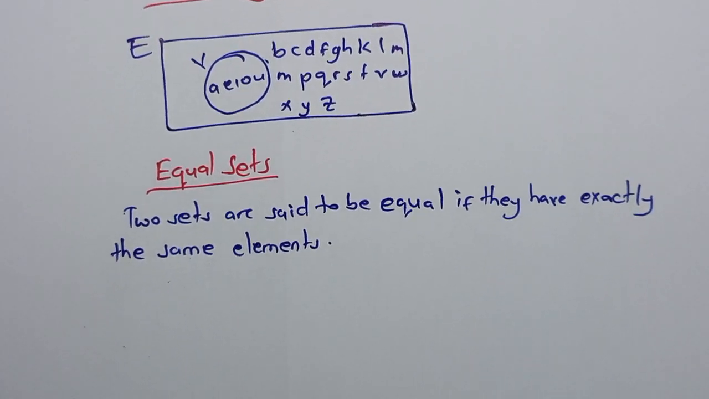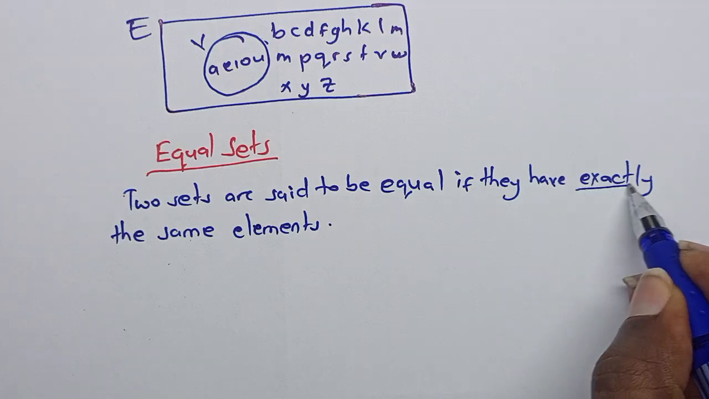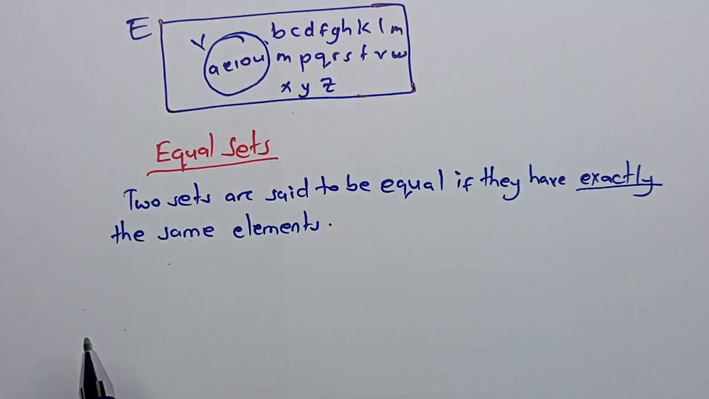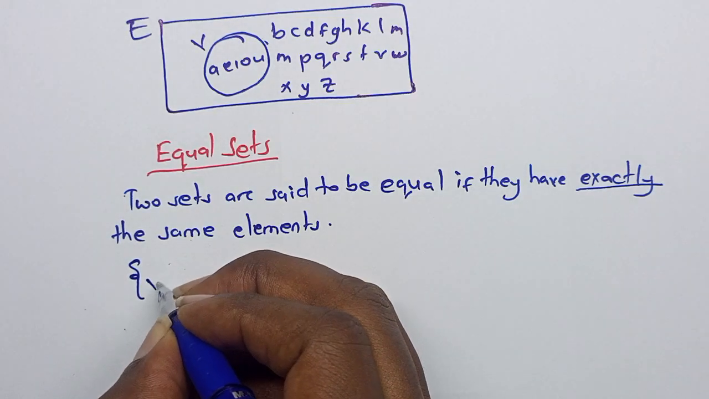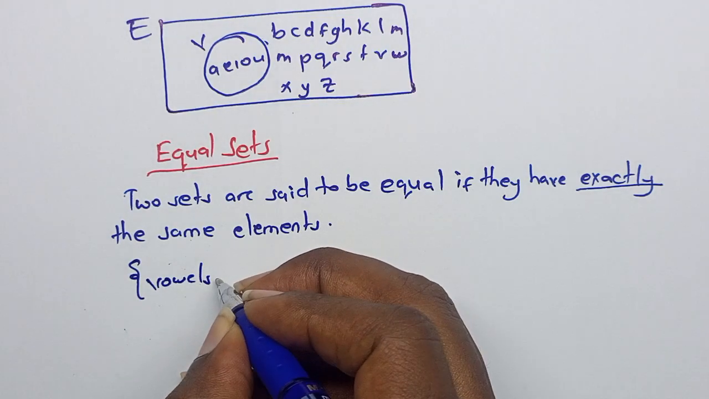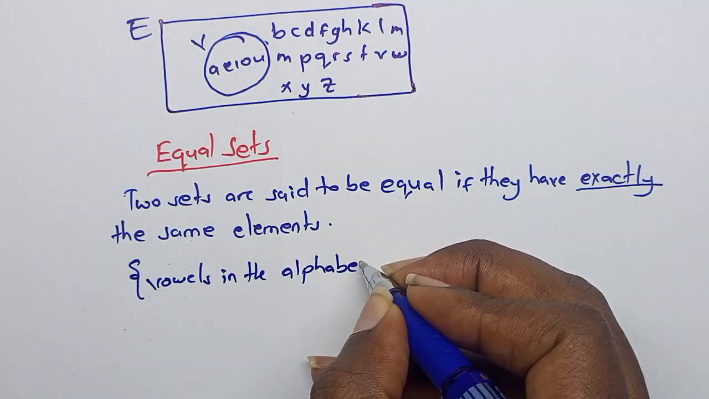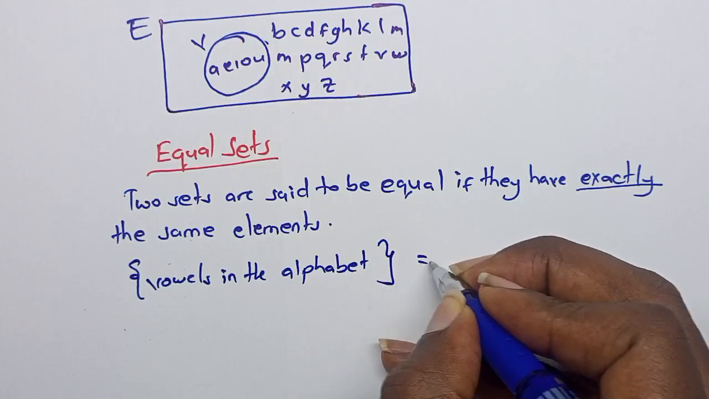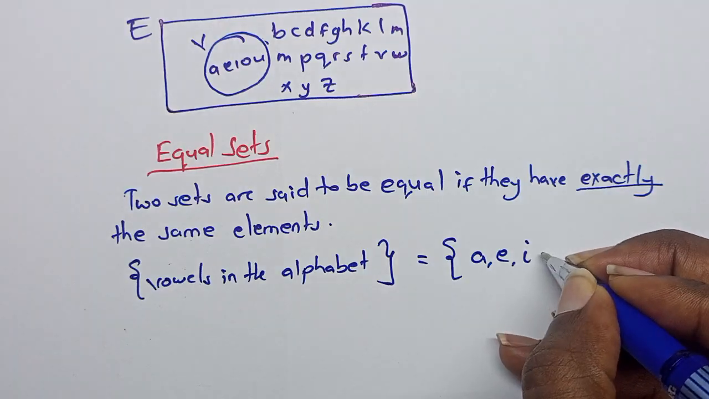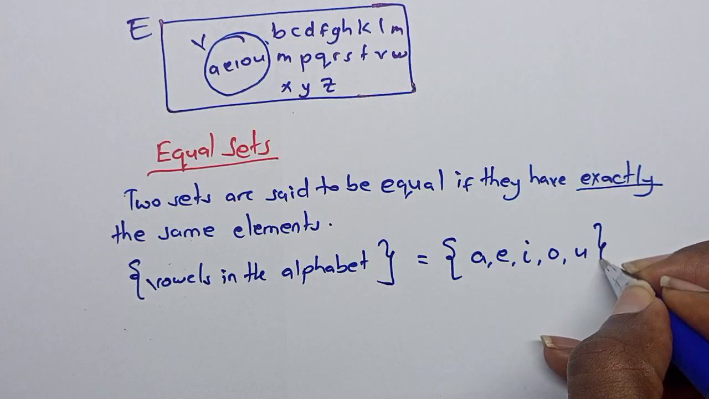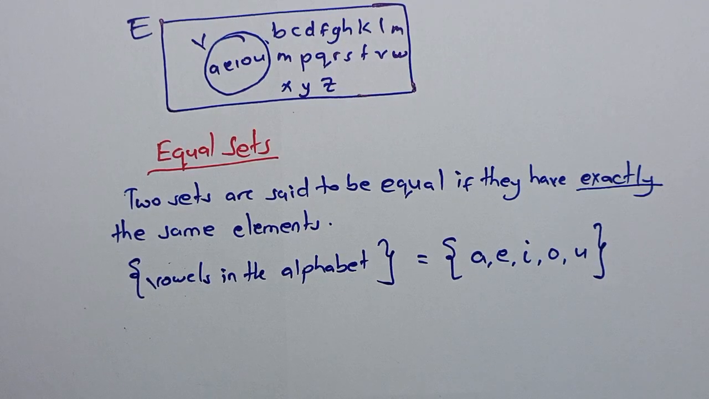Now, let's look at equal sets. Now, two sets are said to be equal if they have exactly, mark this word, exactly the same elements. For example, if you have a set of vowels in the alphabet, this is equal to this set here, A, E, I, O, U. So this set is equal to this set. So these are equal sets.